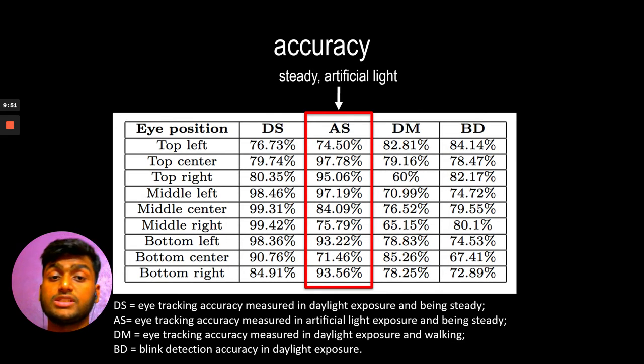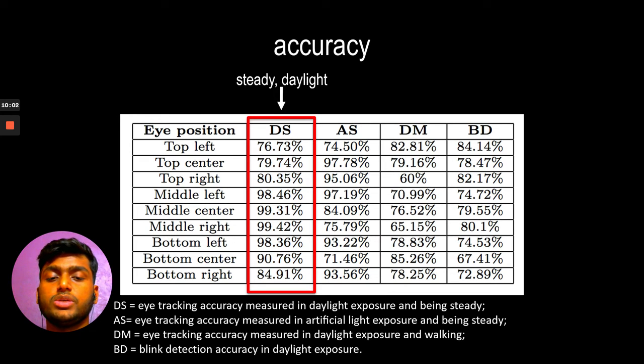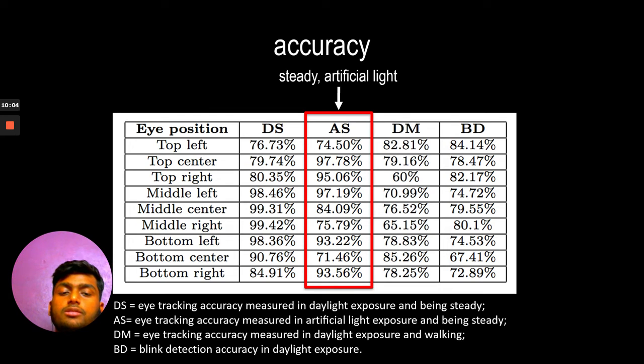Going ahead, we have steady but artificial light conditions. We can see the trend can be compared with the daylight situation, but still, as we know, it was expected that the accuracy would drop, and it has certainly dropped. Not to a great extent, but certainly it has dropped, because due to low light situations, the sensor would not be able to pick up more eye blinks at higher frequency.